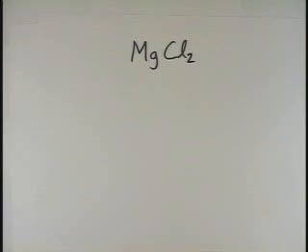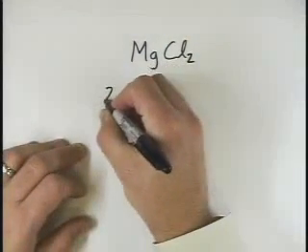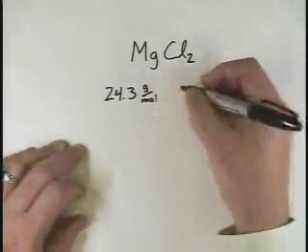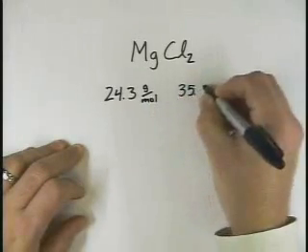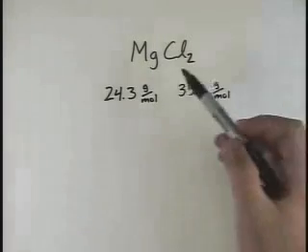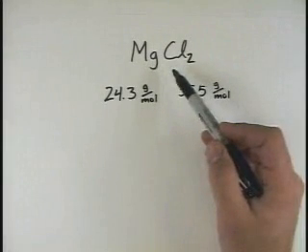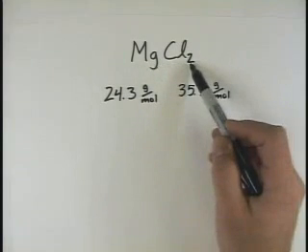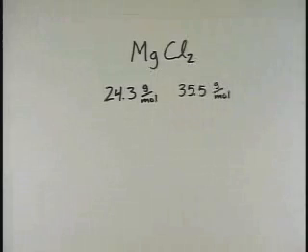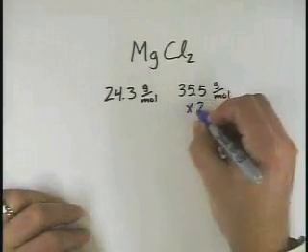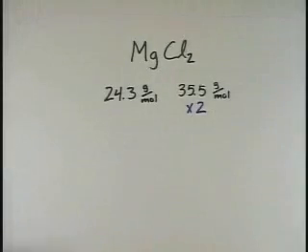To find the molar mass of magnesium chloride, we will add up the molar masses of magnesium and chlorine. Except, look at the formula. Each formula unit of magnesium chloride has one magnesium atom and two chlorine atoms. So, we need to multiply the molar mass of chlorine by 2 before we add them.